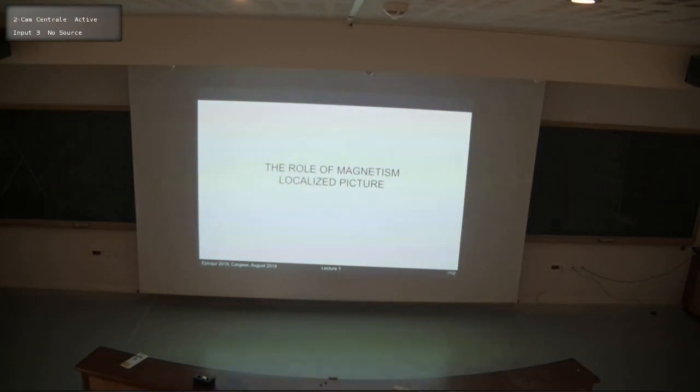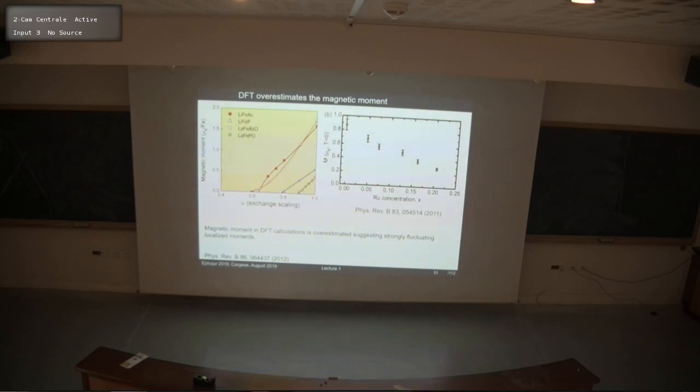Okay, so now I'm going to move away from the itinerant picture into the localized picture, and what can we understand from that point of view. So Piers has gone now, but this is one slide to address the concern he had, that the DFT is not perfect. Okay, so the DFT, when you do the calculation, it overestimates the magnetic moment.